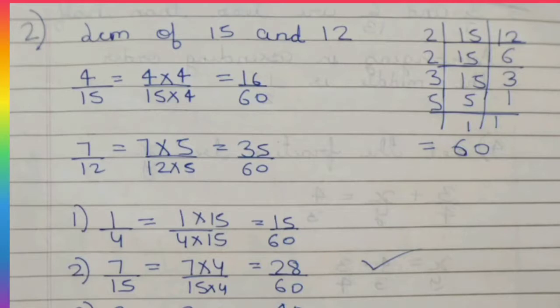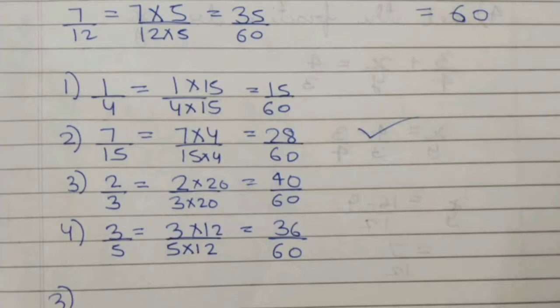So 4 by 15 will be converted into 16 by 60 and 7 by 12 will be converted into 35 by 60. Now we have to find which fraction is greater than 16 by 60 but less than 35 by 60. Okay, going through the options, 1 by 4. When we convert 1 by 4 to the denominator 60, it will be 15 by 60. 7 by 15 will be converted to 28 by 60. 2 by 3 will be converted to 40 by 60. And 3 by 5 will be converted to 36 by 60.